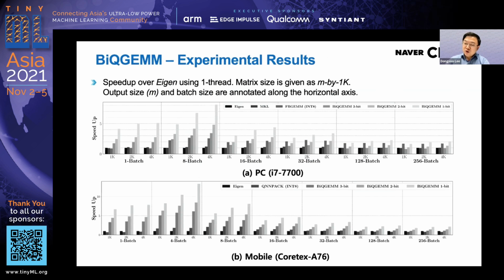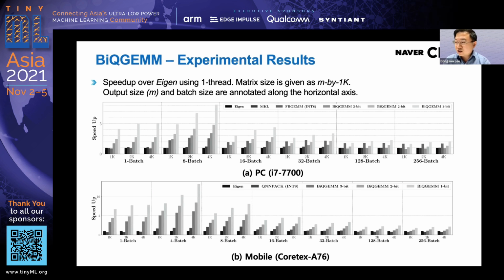So we investigated those two positive effects using random matrices of various batch size and matrix size. We tried both a PC processor and a mobile processor in this experiment. For BCQ, we assume 1-bit, 2-bit, and 3-bit quantization. For the conventional method, floating point matrix multiplications are implemented by the Eigen library or MKL by Intel, while we also try well-known libraries for INT8 computations.